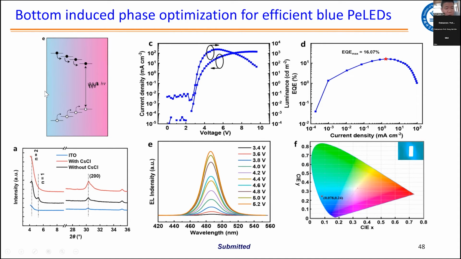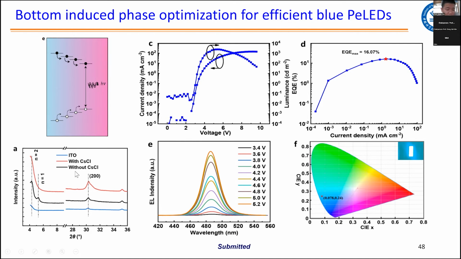So how can we control the phase distributions in the quasi-two-dimensional perovskite? We found a method when we introduce some materials into the hole transport layer. On the one hand, we can deepen the valence band of the injection layer, so we can reduce the charge injection barriers. And the second one, because the bottom injection layer has been changed, the perovskite formed on this different surface should have a different phase distribution.